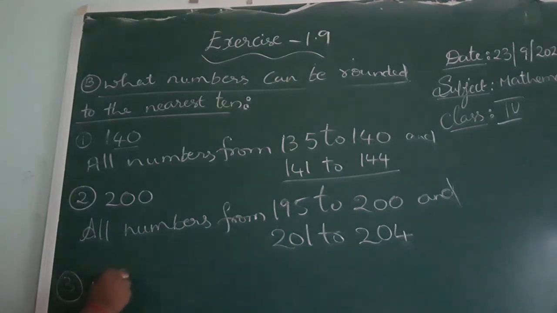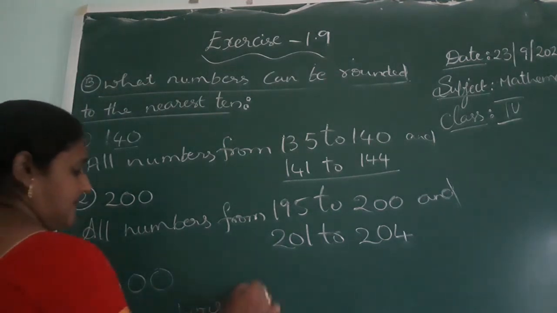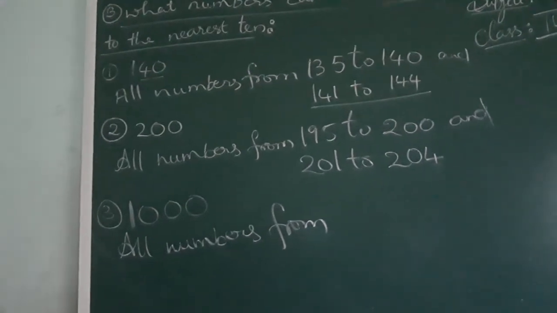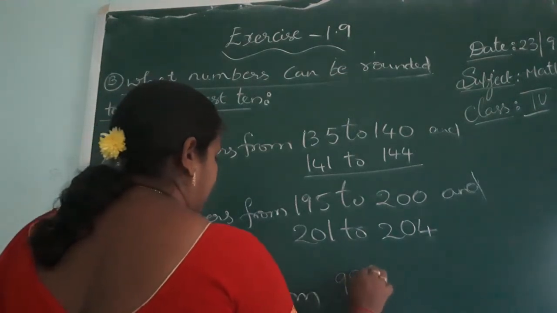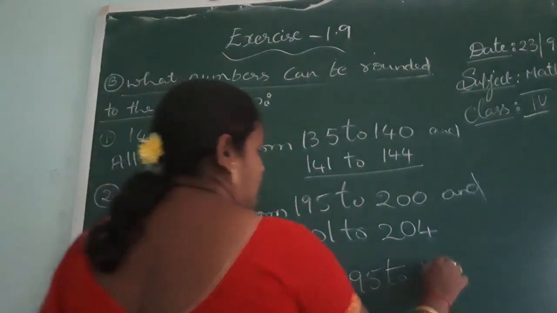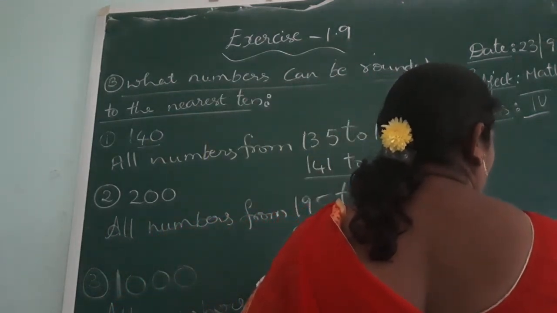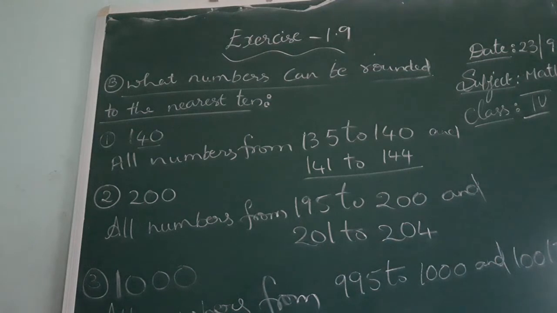1000. Next number 1000. See that. All numbers from, children, which is the nearest 10? Before tens of thousand, 990. What is before tens of thousand? 990. Yes? So 990, from 995 to 1000 and 1001 to 1004. These are all rounded to 1000.